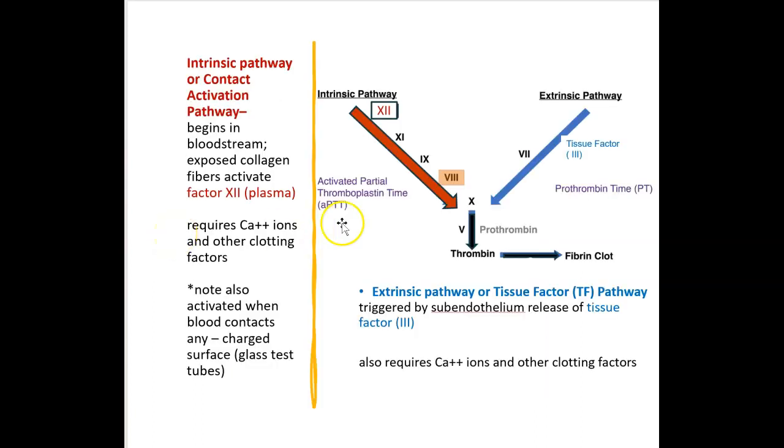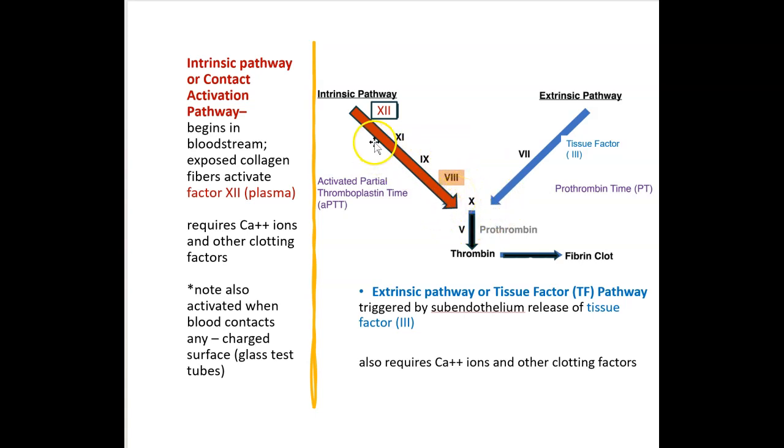I would like you to know that the intrinsic starts with factor 12. So we're going to memorize 12 for intrinsic. We're not going to memorize all the other ones, but notice there's several that are involved, and that it ultimately requires factor 12 and requires calcium. And then it goes through a bunch of steps to get to factor 10. Don't call it X, it's factor 10. That's the goal of this.